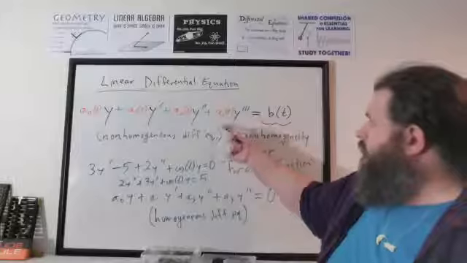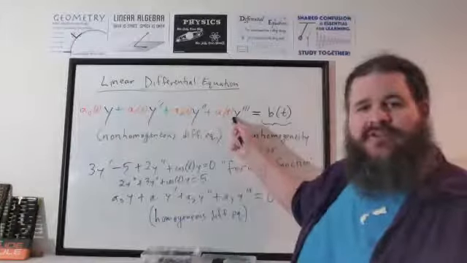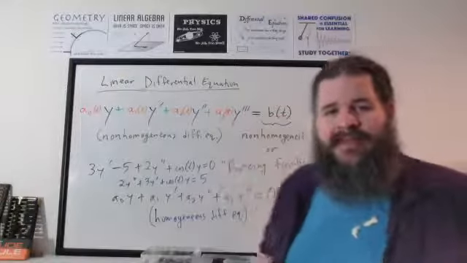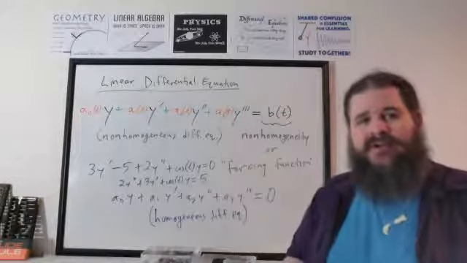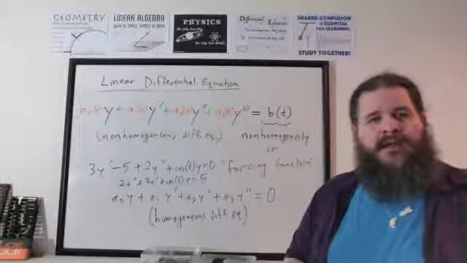Whereas for a non-homogeneous differential equation, if you plug in 0 for y, all these terms resolve to 0, and that's not equal to b of t. So that means 0 is not a solution of a non-homogeneous differential equation. Any other questions on the terminology there before we move on?